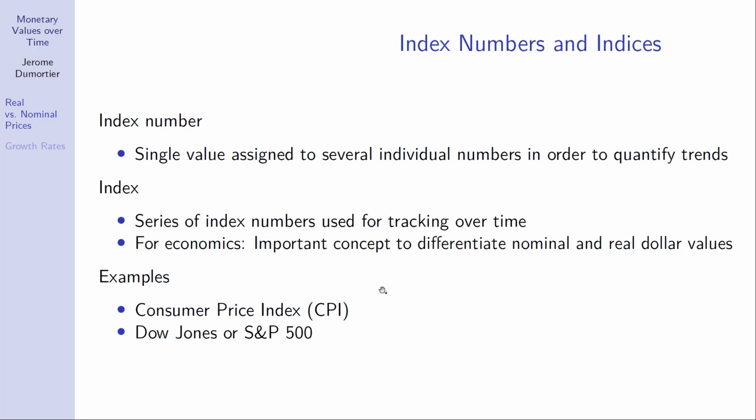We are going to look at the example of the Consumer Price Index, but there are also other indices, for example, the Dow Jones Index or the S&P 500 Index, which are stock market indices. So for example, for the S&P 500, there are a little bit over 500 firms in that index, and every day the value of those firms is summarized in a single number.